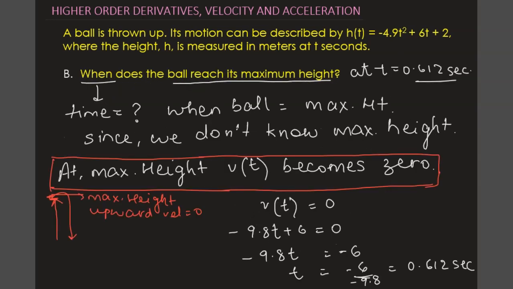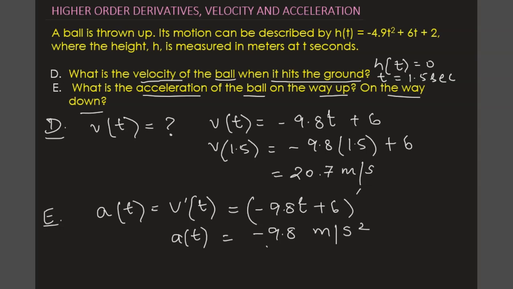From part B, we found out that the ball is going up from 0 to 0.612 seconds. This is the time when the ball is going up, and then from 0.612 seconds to 1.5 seconds, when it hits the ground again, the ball's motion is going down. Coming back to part E, we see that the acceleration is constant. It does not depend upon any time. So it does not matter if the ball is going up or going down. We just have one acceleration value, and that acceleration is negative 9.8 meters per second squared.